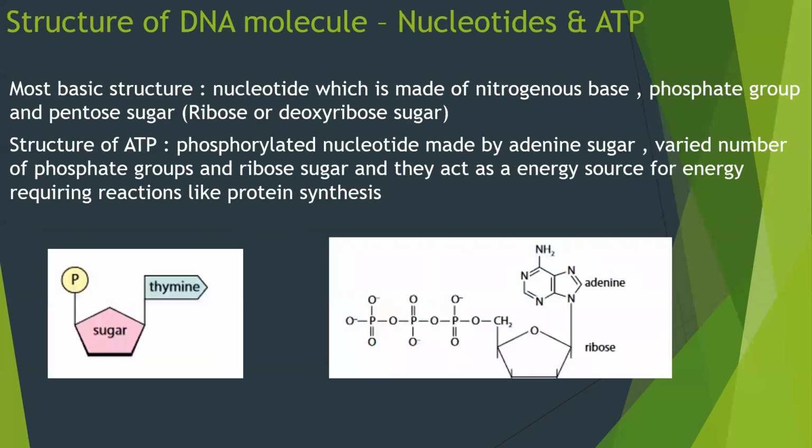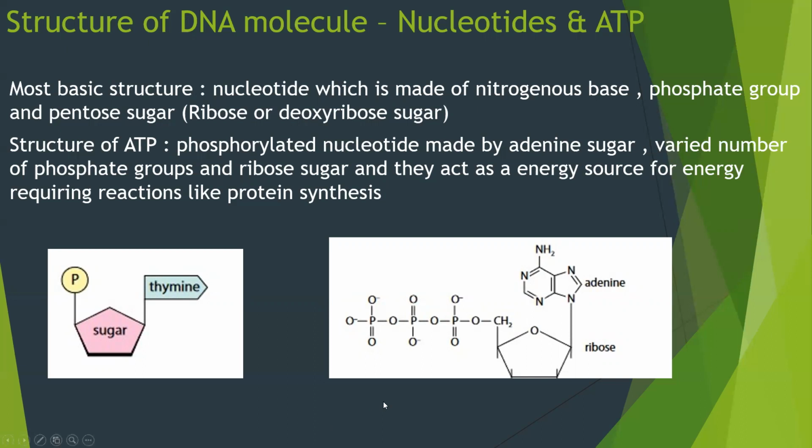So now let's talk about the structure of the DNA molecule. So the most basic structure of a DNA molecule is a nucleotide, and ATP is what we would call a phosphorylated nucleotide. The nucleotide is made up of three distinct features: a pentose sugar, which can be ribose or deoxyribose. Deoxyribose is used for DNA, and ribose sugar is used for RNA. And it has nitrogenous bases, so it can be adenine, guanine, cytosine, thymine, or uracil for RNA. And it has phosphate groups.